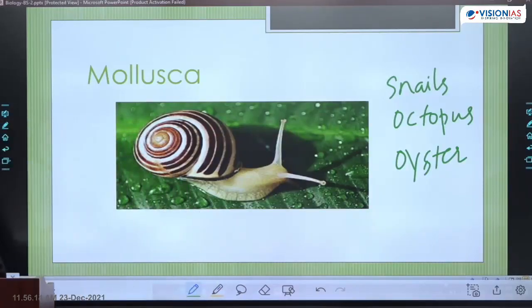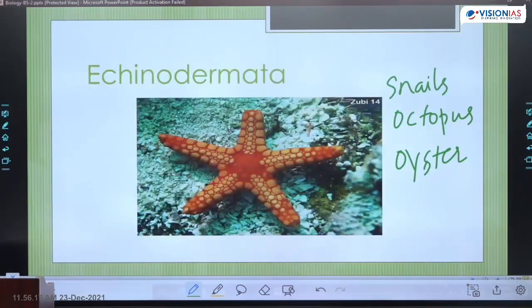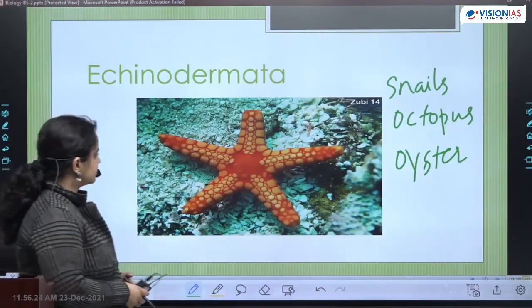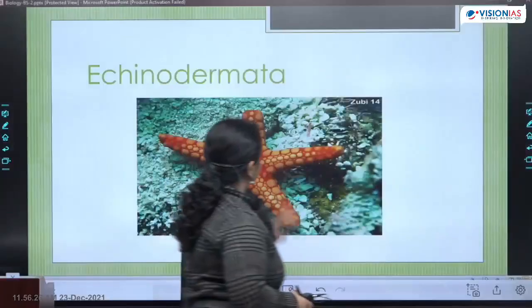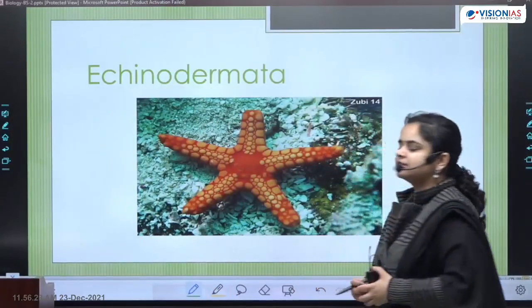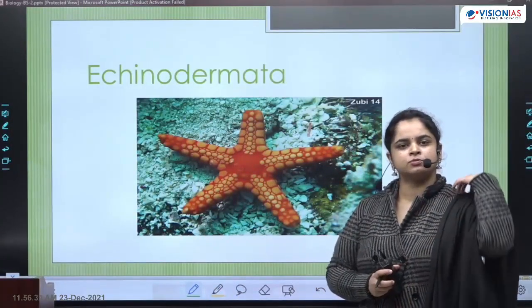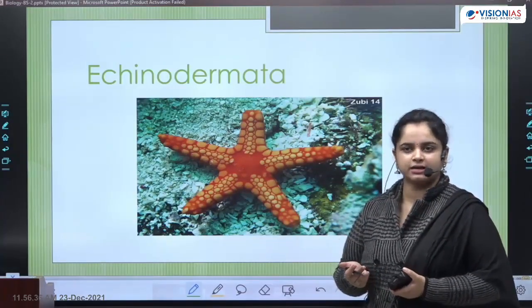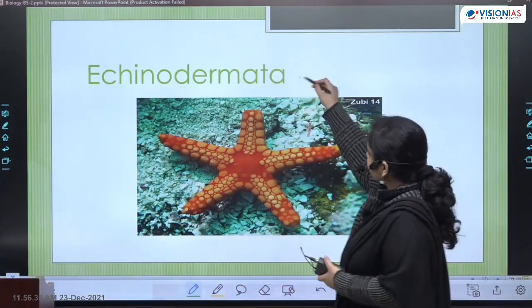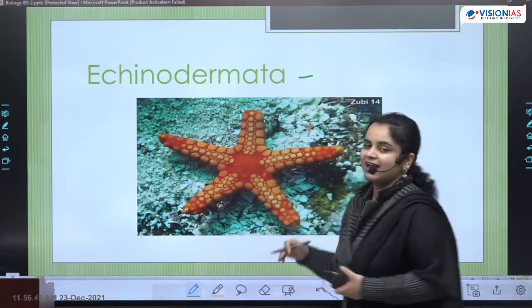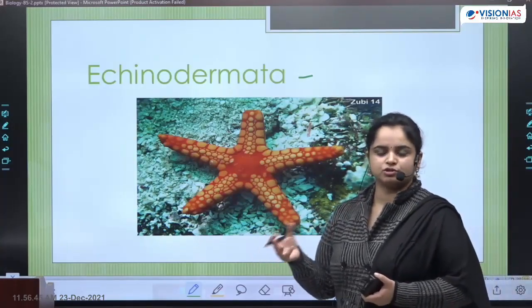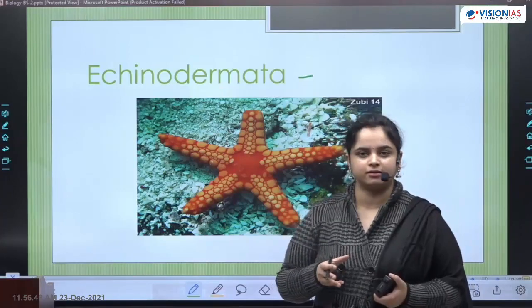Next category, Echinodermata, and we can see a starfish here. Just like when we spoke about arthropod, we said they have a hard external skeleton. Echinodermata organisms have an internal skeleton which is made up of calcium. So the word we use for them is endoskeleton.